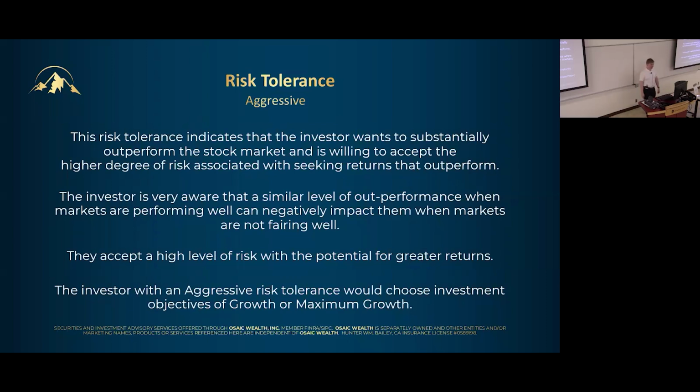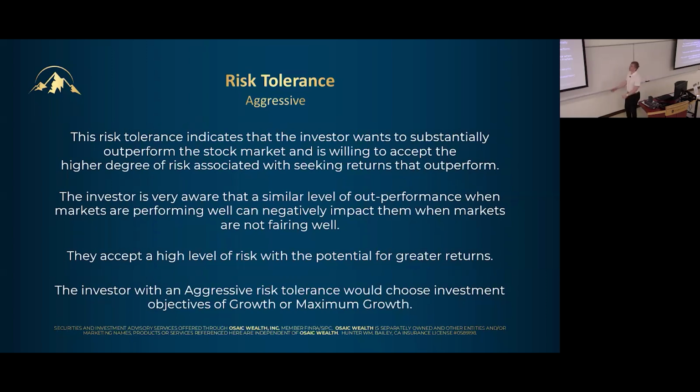All right, so as we move forward with our risk tolerances, we get to the fun ones, basically the young people risk tolerances, or the inheritance for the kids risk tolerances. Now we're looking at aggressive. Forgive me for these definitions, they're a little optimistic, if you will. This risk tolerance indicates the investor wants to substantially outperform the stock market and is willing to accept the higher degree of risk associated with seeking returns that outperform. The investor is very aware that a similar level of outperformance when markets are performing well can negatively impact them when markets are not faring well.